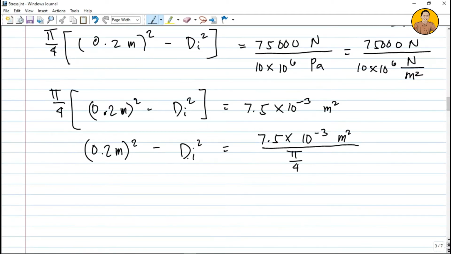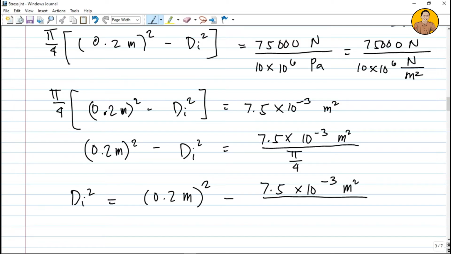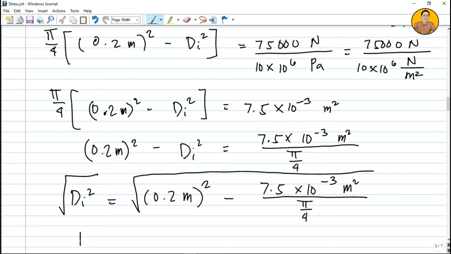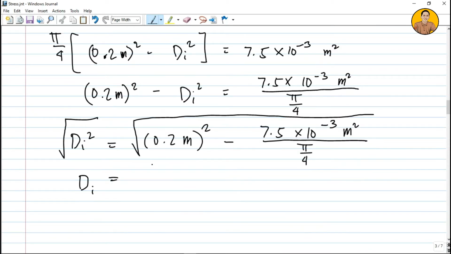Then we just do algebra to find Di squared. So Di squared is equal to, we move it to the other side, then this becomes negative. So we have 0.2 meters quantity squared minus 7.5 times 10 raised to negative 3 square meter divided by pi over 4. Then to cancel this square, just get the square root of both sides. So this becomes Di equals, just input this in our calculator. The unit is in meters since it is the square root of square meter. So this is equal to 0.1745 meters. This is not what we are looking for.